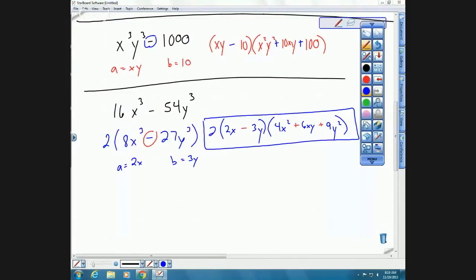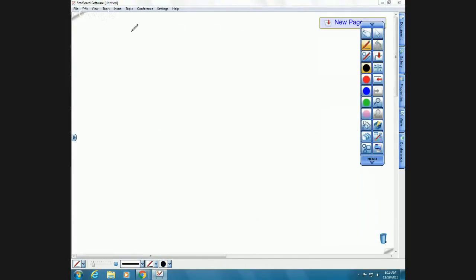So that looks like everything from that section. Let's go ahead and do all the steps of factoring, and then we'll move on to the next section.